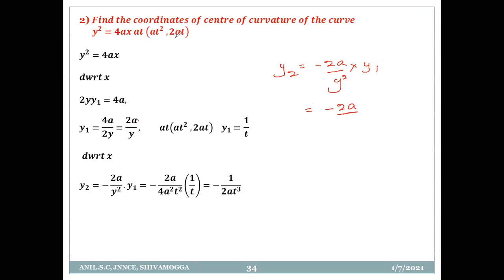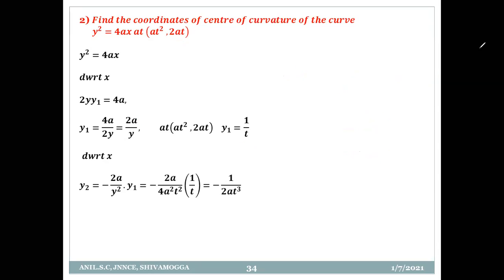y is 2at, therefore y square is 4a square t square, into y1, and y1 is 1 by t. This is equal to minus, this 4 is exactly divisible by 2 two times. Here cancel this a with this a. You get minus 1 divided by 2at cube. So we have y1 and y2.